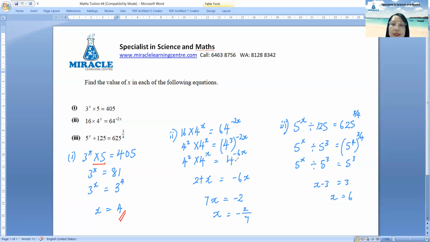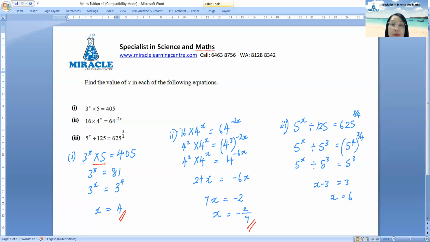So again, the base is the same, so we can compare the power. Multiply, we actually add up the power. So 2 plus x equals minus 6x. 7x equals minus 2. Okay, the 2 you bring over the other side is negative 2. Then you bring the minus 6x over the other side. So x equals minus 2 over 7.